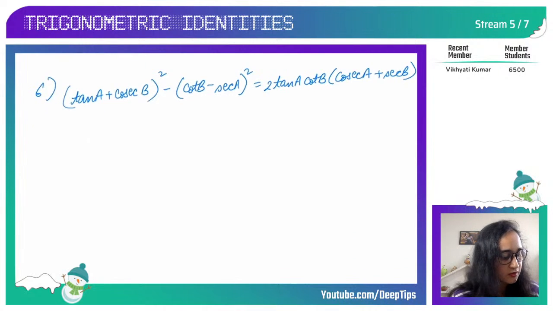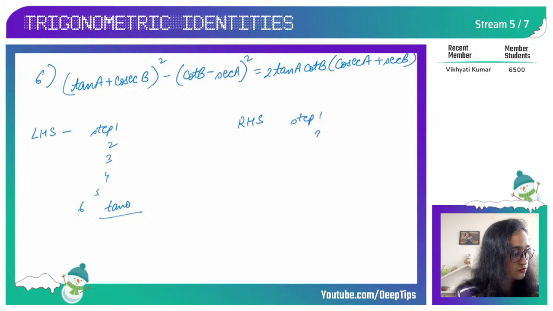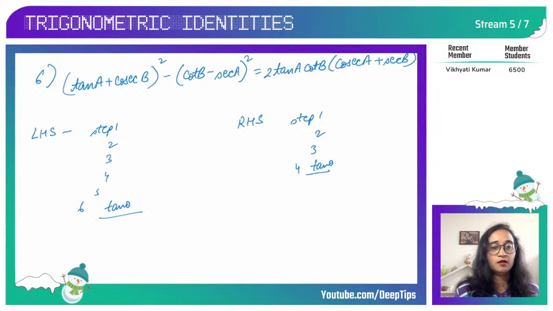First you start with the LHS and write steps 1, 2, 3, 4, 5. Suppose in the 6th step you reach something like tan theta, which is very simplified, and you take a deep breath and feel happy. But the right hand side is also equally stressing you out. Now what to do? You start with the RHS, write steps 1, 2, 3, and suppose in step 4 you reach tan theta. What a relief, correct?